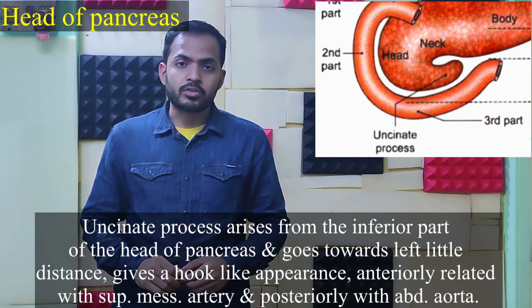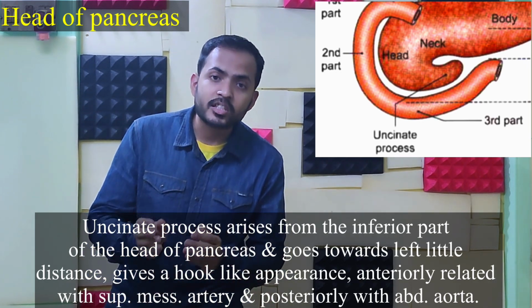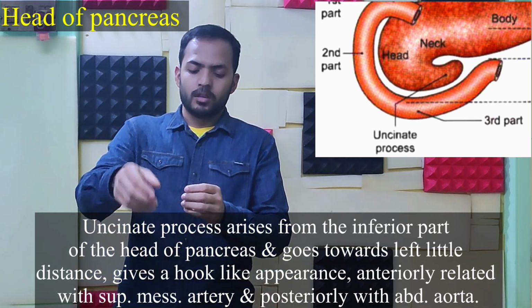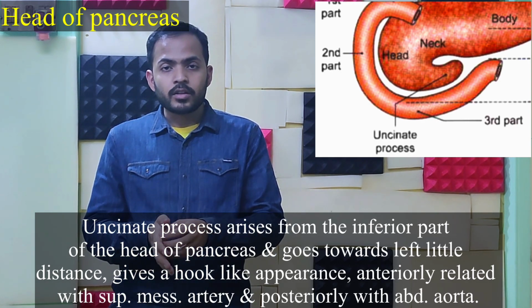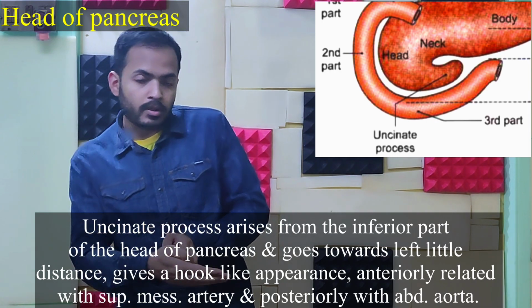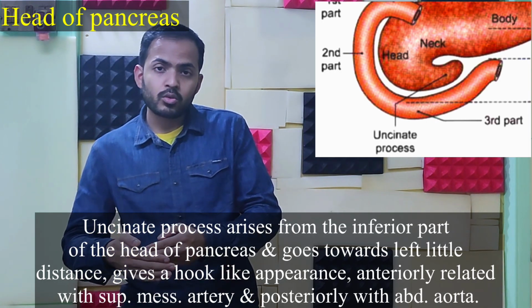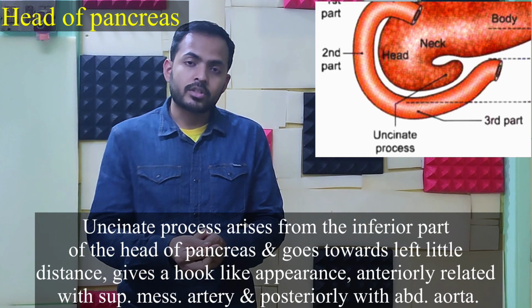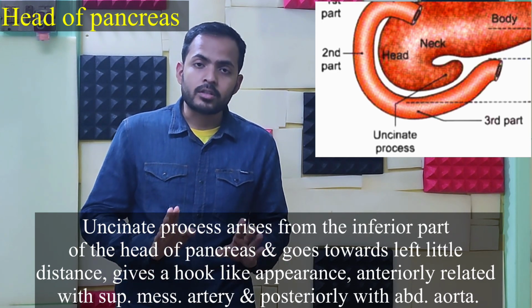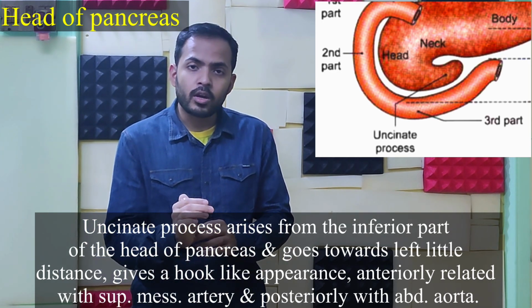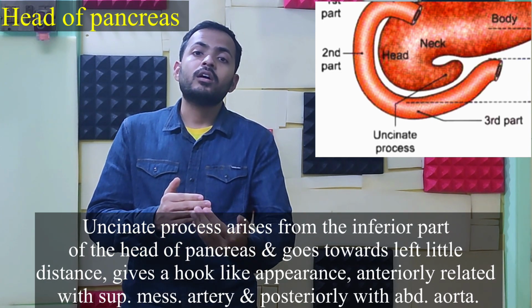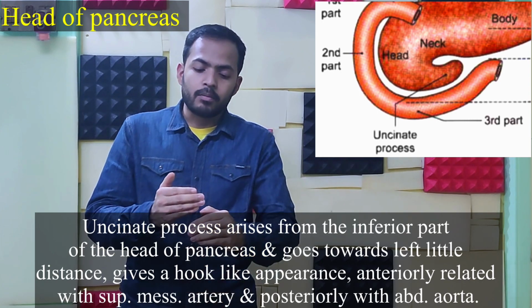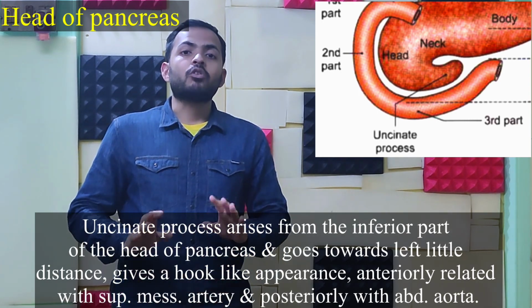Now the uncinate process. The uncinate process arises from the head of the pancreas, mainly the inferior part of the head, and after arising, it goes towards the left side. After going a short distance, it ends, it terminates. So it gives a hook-like structure. We call it uncinate, and it is anteriorly related with the superior mesenteric artery and posteriorly directly with our abdominal aorta.